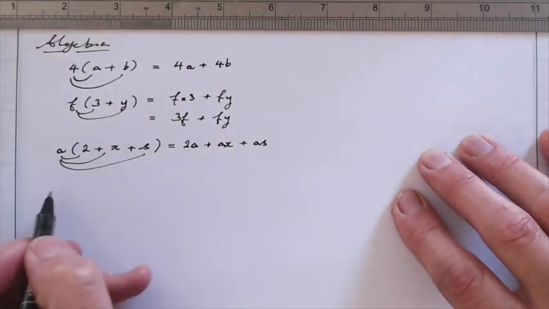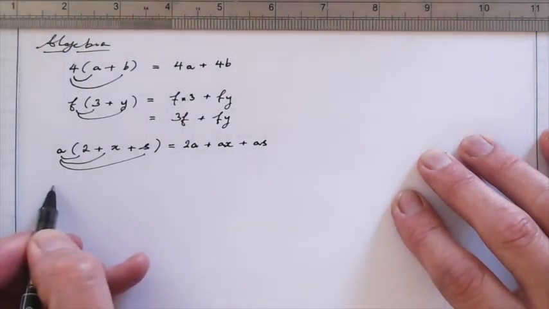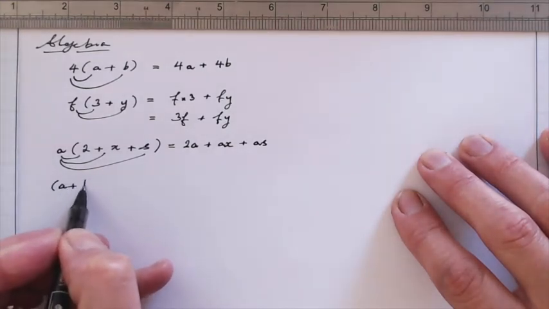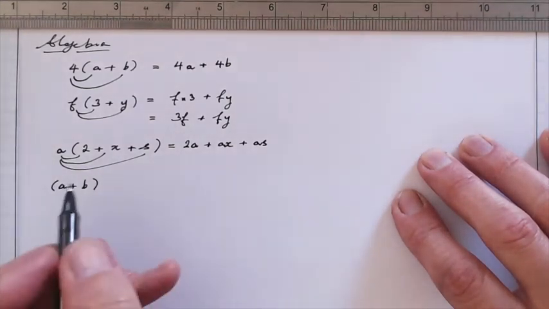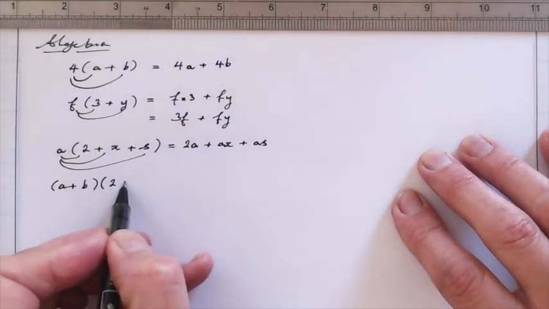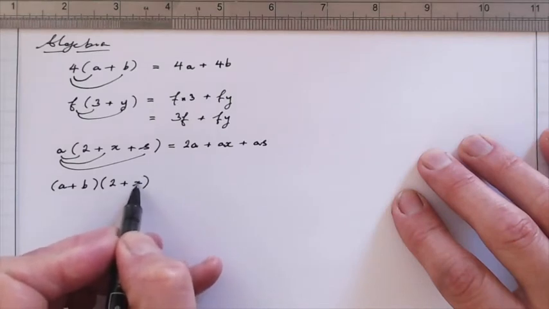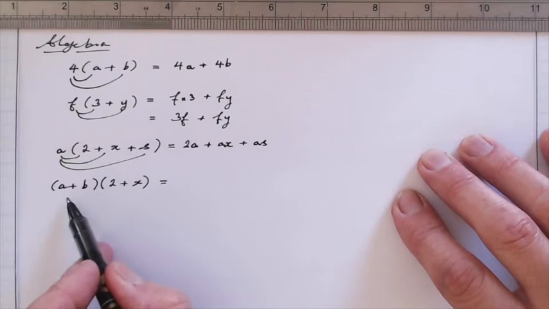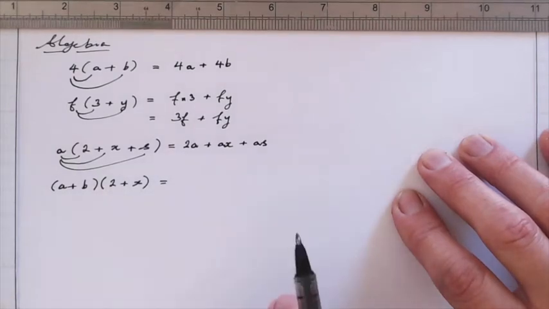Now let's do something a little bit more complicated. Let's imagine we have a plus b multiplied by 2 plus x. So we have something in brackets multiplying something in brackets.